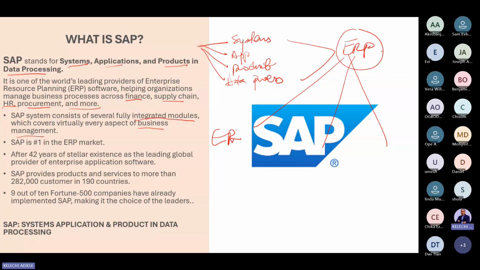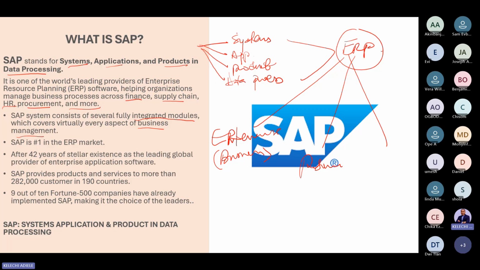Enterprise means that it is used by businesses. An enterprise is a business, an organization, or any entity that is in the business of providing goods or a service. That's an enterprise. Resource could be one, human resource; two, IT resource; three, every other thing that has to do with making sure that this organization runs properly.